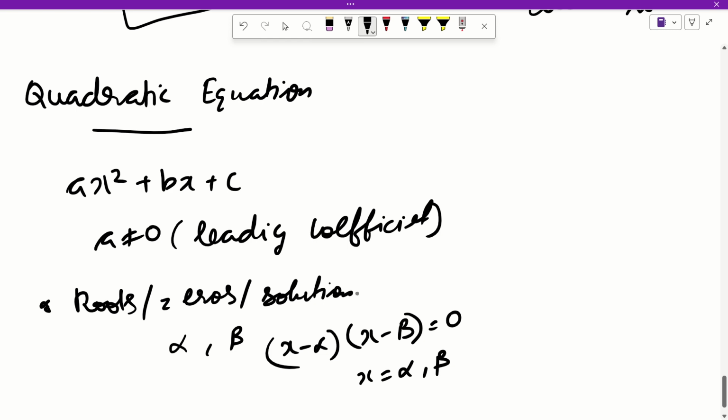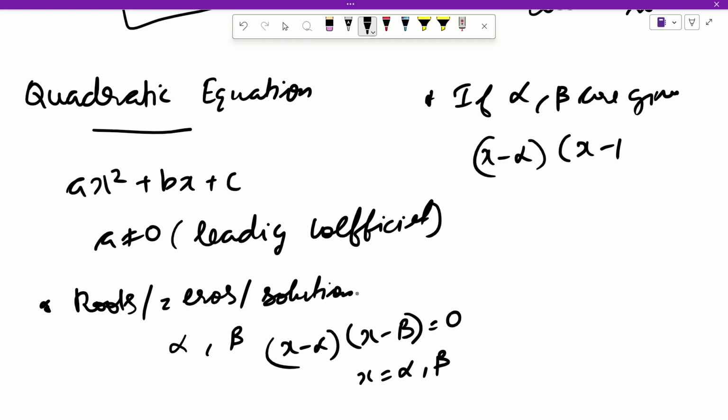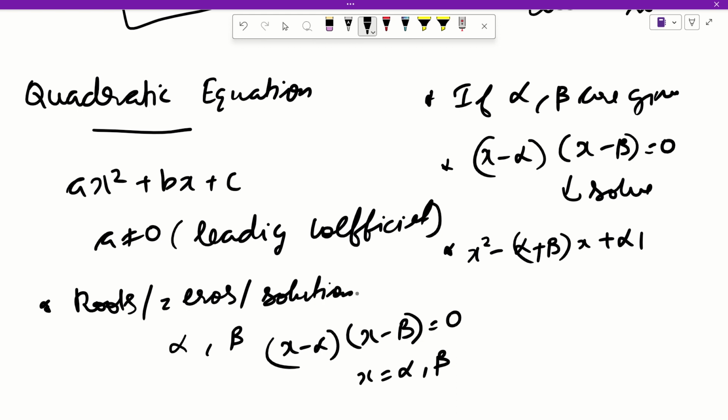Okay. If the roots, that is alpha and beta, are given, then we can find the equation by putting x minus alpha into x minus beta equal to 0 and solving it. Or we can get the equation with the help of alpha and beta in this form: x square minus alpha plus beta of x plus alpha beta equal to 0. The equation will be in this form.